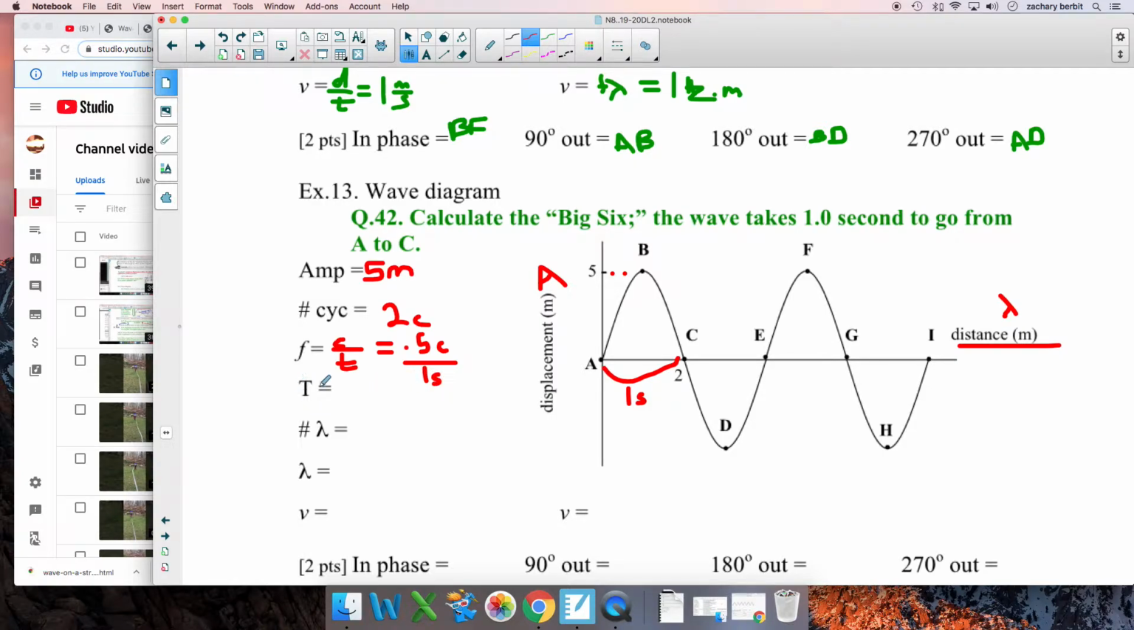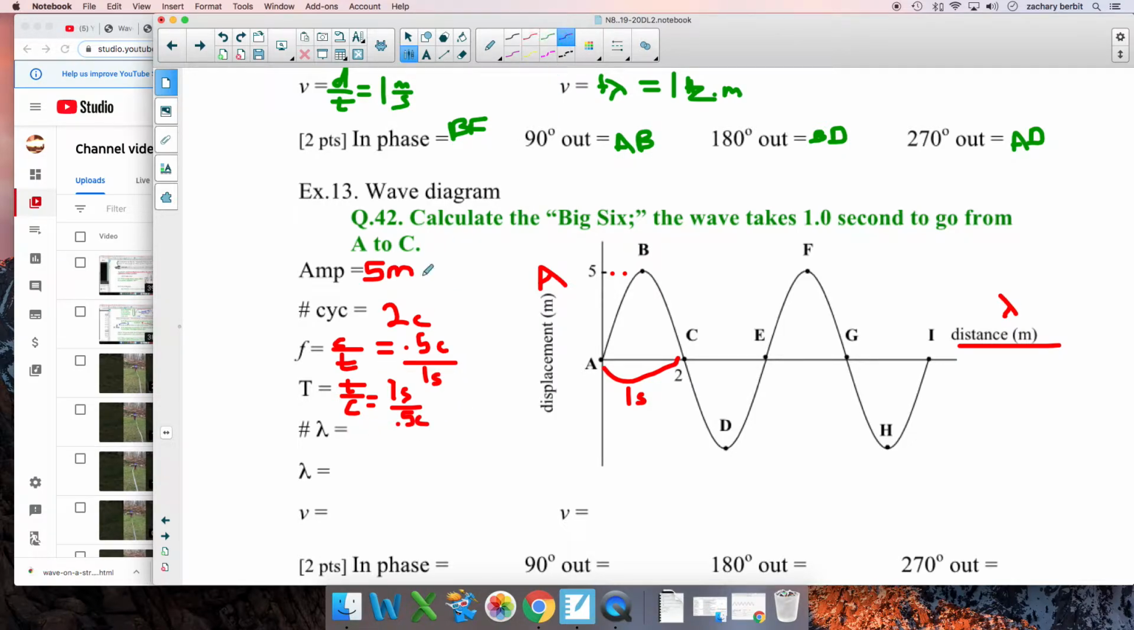The period, you can invert the frequency, but it's good to remember time per cycle. So period, 2 seconds per half cycle. Or sorry, 1 second. Let me mess up my numbers. 1 second, that's this right here, from A to C, per half cycle. It would be 2 seconds for 1 cycle. Comes out to 2 seconds per cycle.